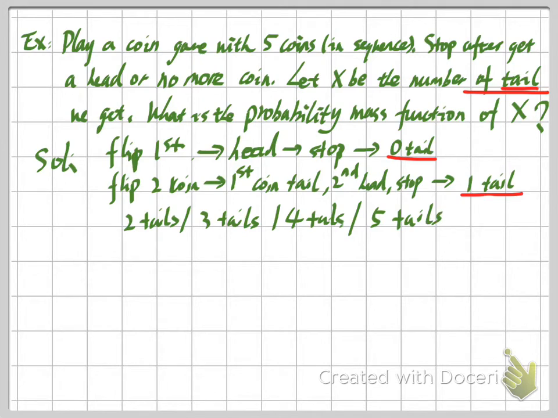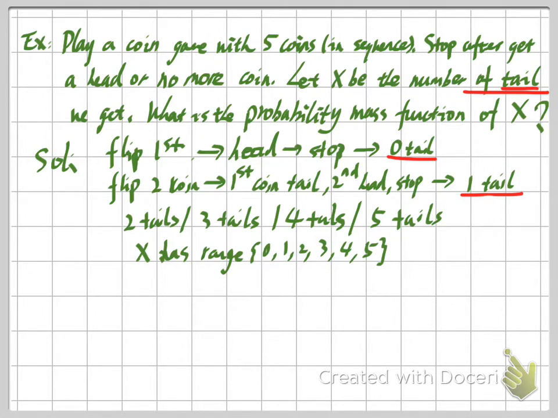For 5 tails, it means we flip all of the coins, and for all of these coins, we get tail. Okay, so what is the possible value of our x? For our x, we can have a range, or in other words, the possible values are 0, 1, 2, 3, 4, and 5. So these are the possible values for our random variable.